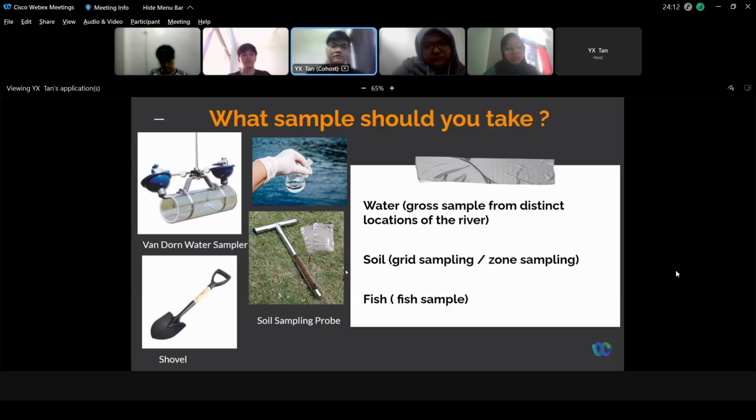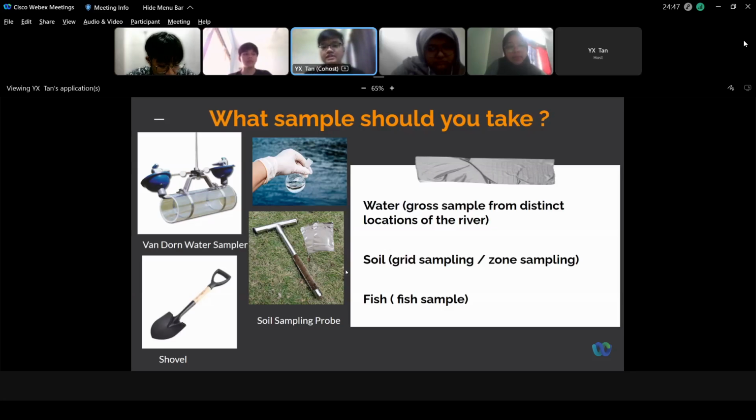But for the shovel, before we take the soil sample, we need to clean the soil surface first and remove all the impurities like grass or rubbish. Then we make a small hole and mix the soil. Then we can take a certain amount of the soil and collect it into a plastic container. After that, we repeat the step at different locations of the riverside, depending on the situation. Once we get all the samples from different locations, we can mix them and send them for analysis.